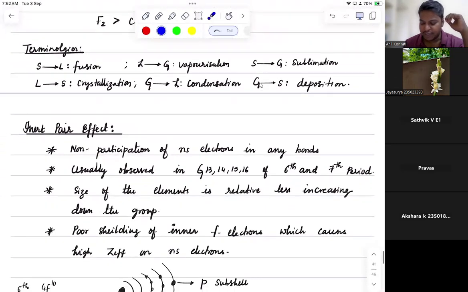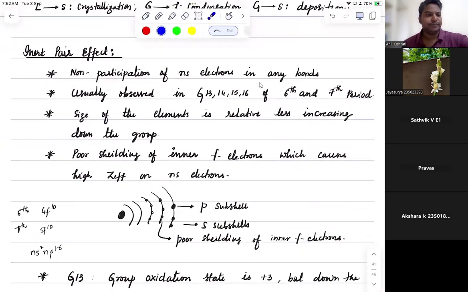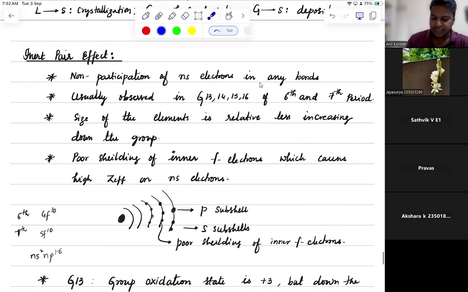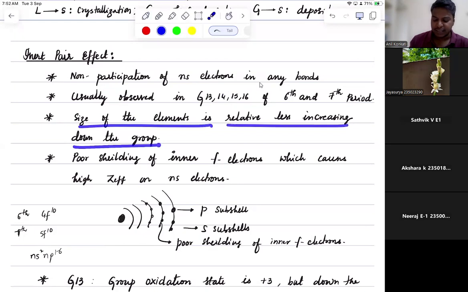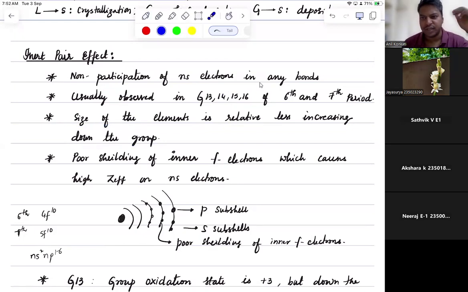Next, what is an inert pair effect? Inert pair effect is the non-participation ability of ns electrons in any bonds. Usually, this is observed in groups 13, 14, 15, and 16, especially between the 6th and 7th period. The size of the elements increases down the group by a relatively lesser amount. So we expect a certain amount of size increase, but it is lesser than that. This happens because of the poor shielding of inner f electrons, which causes a high Z effective on ns electrons.